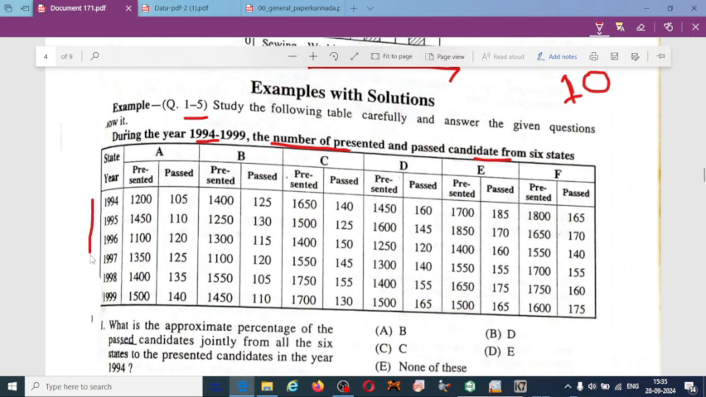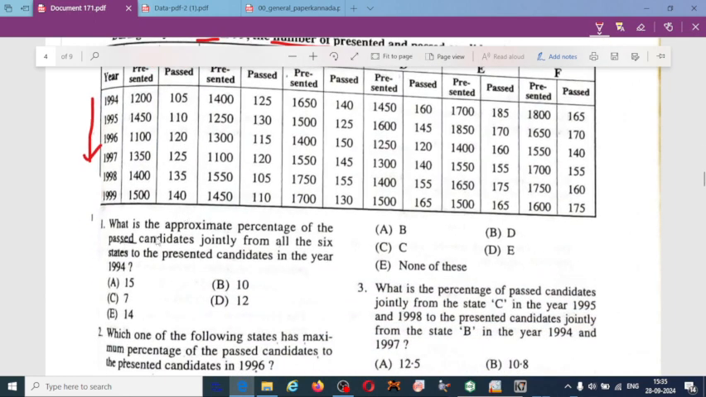Here are the years, and here are the presented and passed candidates. Let us read the first question. What is the approximate percentage of passed candidates jointly from all the 6 states of the presented candidates in the year 1994? Carefully you should read the question. Once you understand the question, you can solve it. Otherwise, no. Here they have asked the percentage of passed candidates jointly from all the 6 states to the presented candidates in the year 1994.